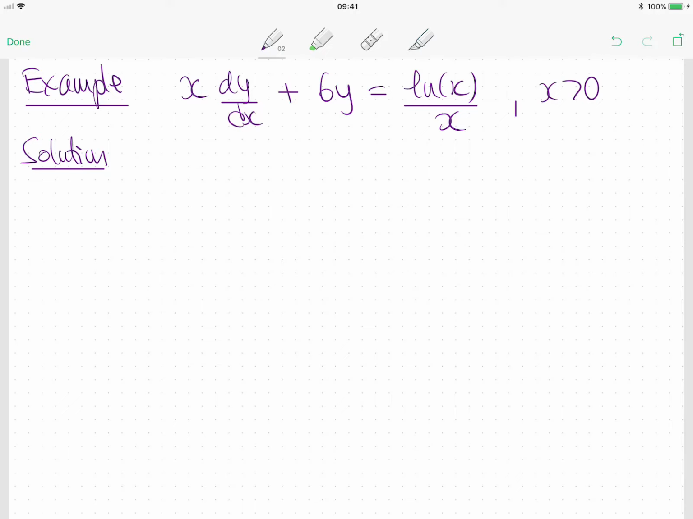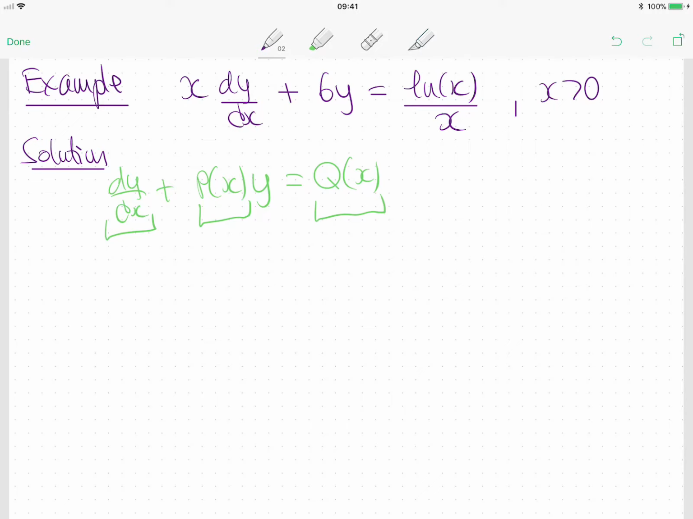Okay, so the first thing we need to know is the general form for solving problems using the integrating factor. That is as follows. We should have dy/dx plus p of x times y all equals q of x. So dy/dx is on its own, p of x is the function of x that sits in front of y, and all the x's that are on their own sit on the right hand side.